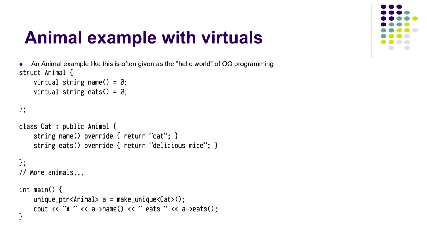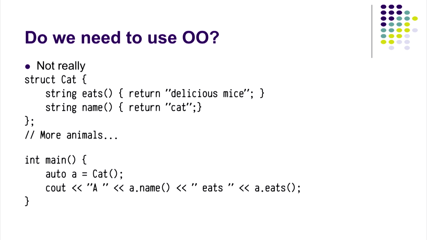Now, the question is, do we really need to use inheritance and virtuals to write in this style? Well, not really. In fact, it's almost easier to do this. So here, I'll just have a cat struct. It has an eats method and a name method. And in main, I say auto a = cat, and I print, again, a cat eats mice. It works just the same, right?